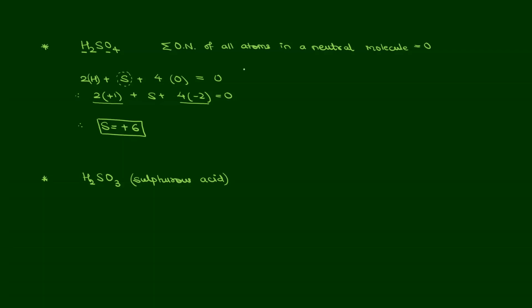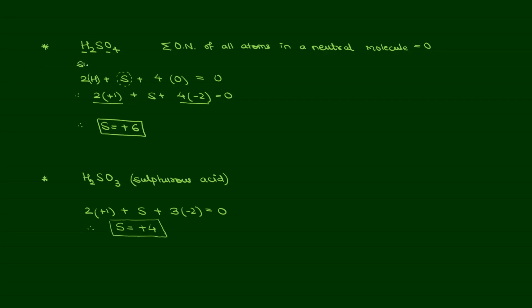Yes, Gopika. So 2 hydrogens are 2 into 1. I'll directly substitute the charge only. 2 into +1. Sulfur we don't know, so S, and oxygen is 3 into -2. Total is 0. So that would be -6 plus 2, which will be -4, and we move that to the other side, it will become +4. Perfect.